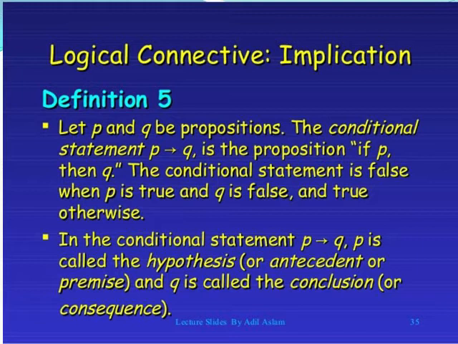The conditional statement is false when P is true and Q is false. That is, when the truth value of P is true and Q is false, then the implication has the truth value false. And in all other cases it will be true. It will be clearer when we deal with the truth table. The conditional statement is written as P conditional Q. An arrow mark is used for that. P is called the hypothesis or antecedent or premise, and Q is called the conclusion or consequence.